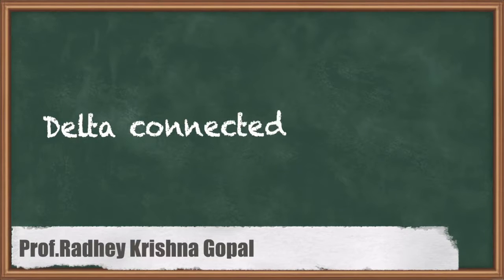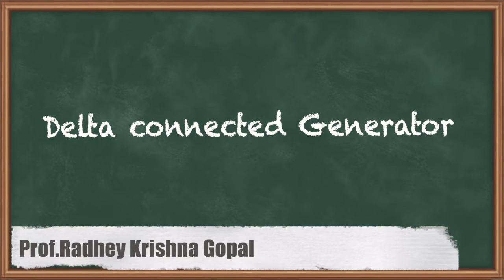Hello friends, now we are studying delta connected generator. In delta connected generator we have IR, IY and IB as phase currents, VR, VY and VB as phase voltages, IL1, IL2, IL3 as line currents and VRY, VYB and VBR as line voltages.